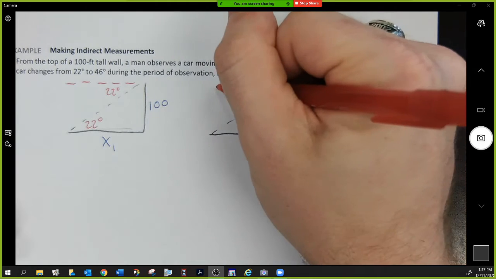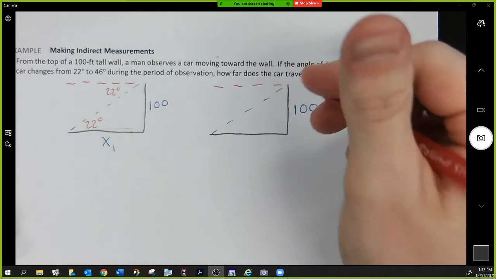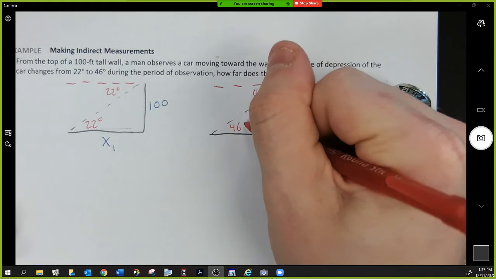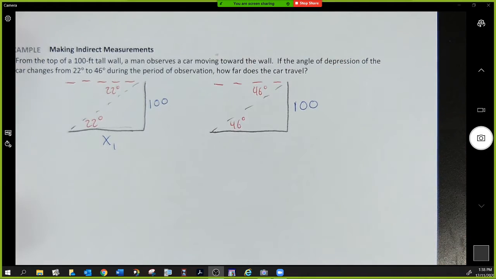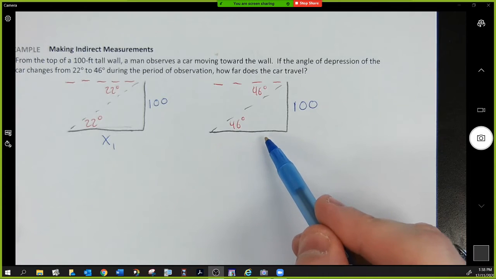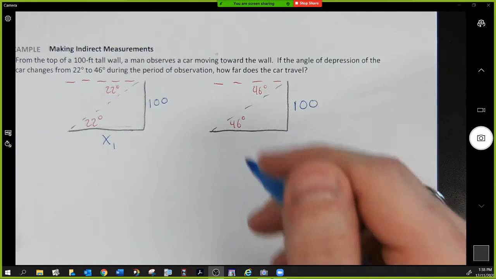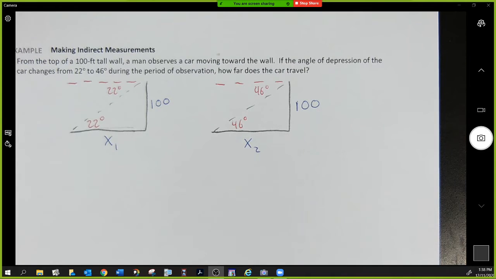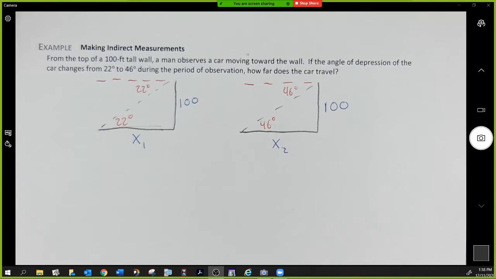Still 100 feet tall. Now, the angle of depression is 46 degrees. So again, alternate interior angles congruent. I can throw 46 degrees right there. This new distance, which will be shorter because the car is closer to us, is x2. I just need to know how far this car drove. Well, the answer is going to be the difference between those two x values. So what we need to do is solve for both x's and then subtract.